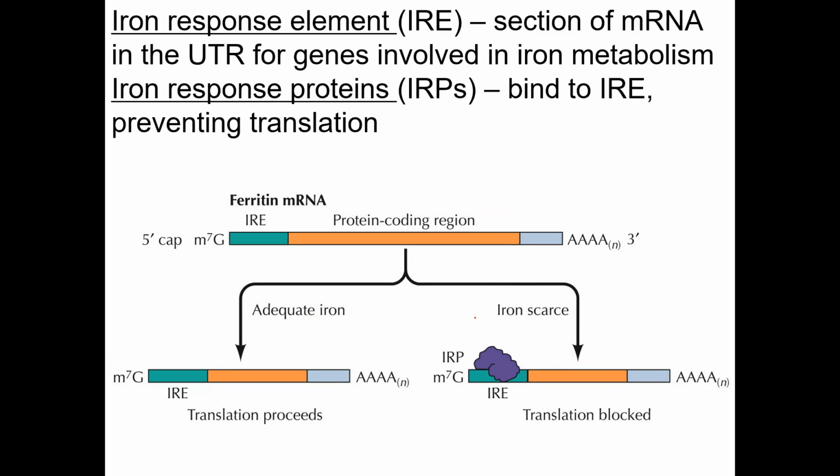I think I have it defined on the next page. So the iron response element is a part of the mRNA that's responsible for signaling whether you're actually going to make the ferritin or not. The iron response protein is a protein that binds to the iron response element. If the protein is on the iron response element in this messenger RNA, then the ribosome can't attach here, and you don't make any of the ferritin. So translation is blocked, and you're not going to have the ferritin around, so you're not going to bind up the iron, which is good because you need iron right now.